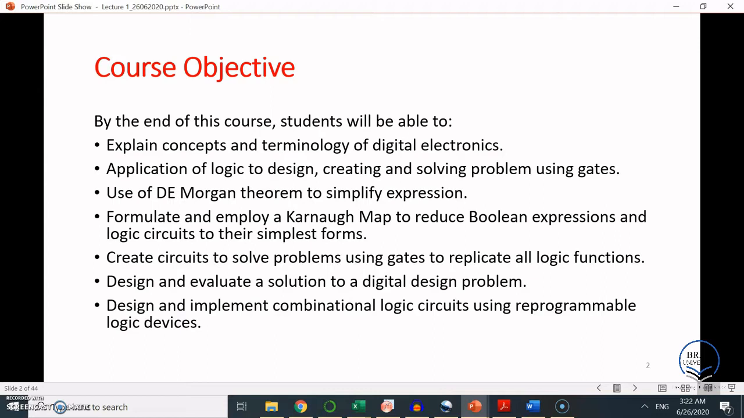Create circuits to solve problems using gates to replicate logic functions. Design an evaluative solution to a digital design problem. The last one is to design and implement conventional logic circuits using reprogrammable logic circuits.